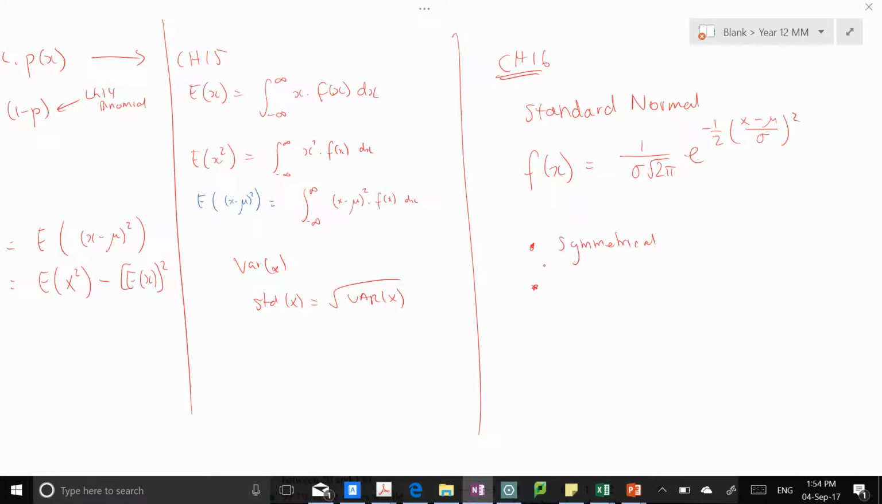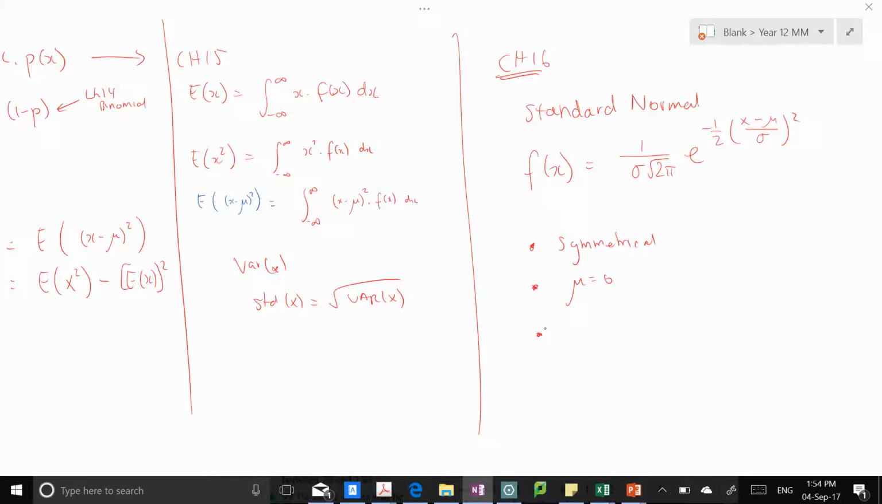The mean is 0. Mean is 0, that's why we call it standard normal. If it's not the standard normal, it doesn't mean the mean is at 0. So if it says normal distribution, it means the mean's not 0. If they say standard normal, the mean is at 0. What else? Why else do we like it?